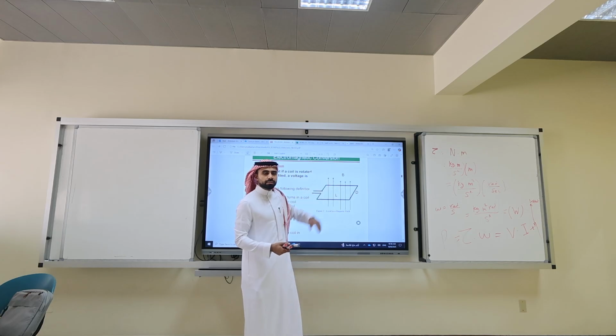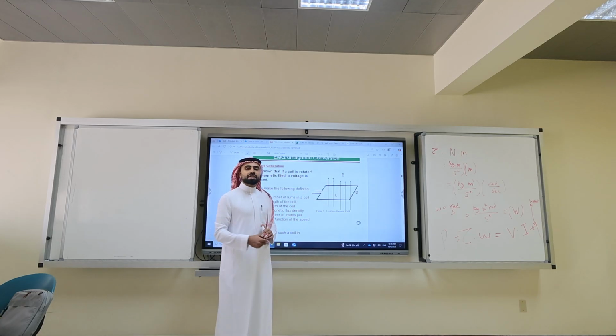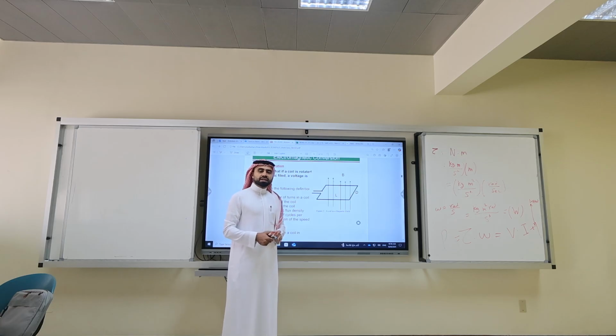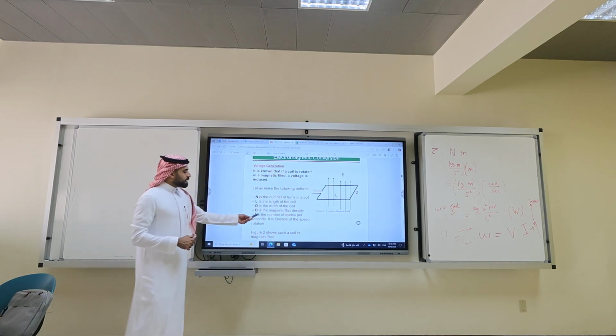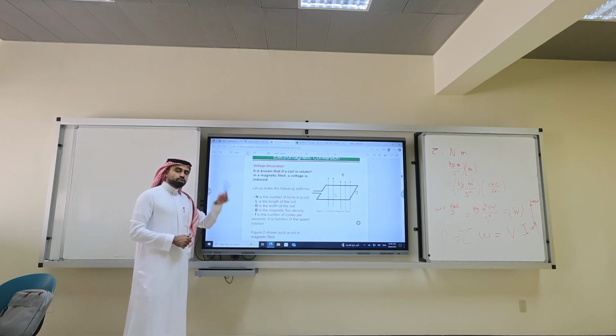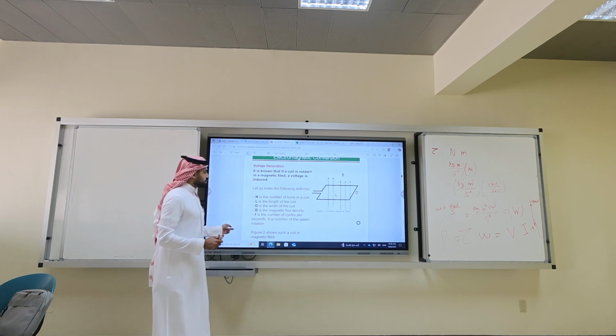I'm running as a motor. No, I'm running as a generator, sorry. If I run it as a generator and I spin it faster, the voltage should be more. That is correct. So f is the number of cycles per second, how many revolutions are made. It is a function of the speed of rotation.